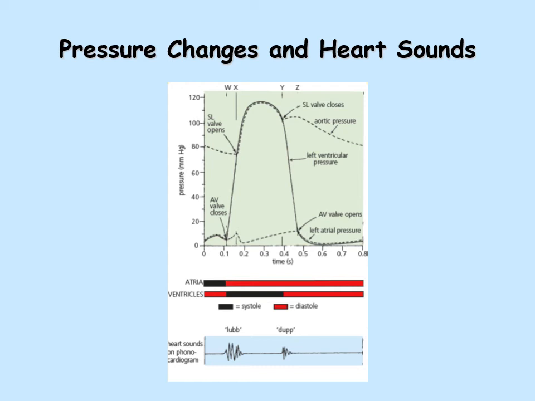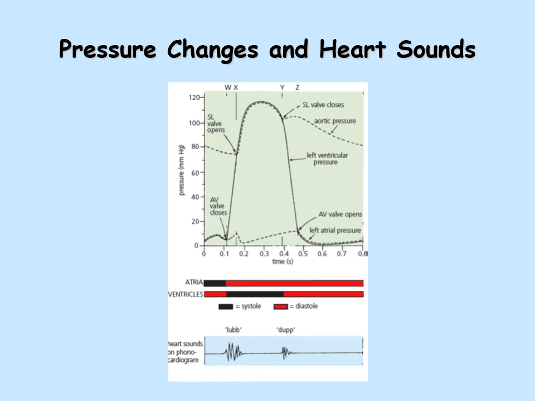So when we look at the graph, from 0 to 0.1 seconds, that's when the atria would be contracting. And once the atria contract and squeeze that blood from the atria into the ventricles, then the AV valves need to close to prevent that blood flowing back from the ventricles into the atria. So on the graph, just after 0.1 seconds, you can see that the AV valves close.